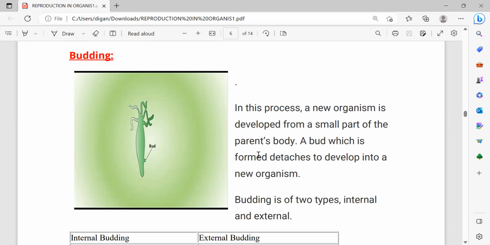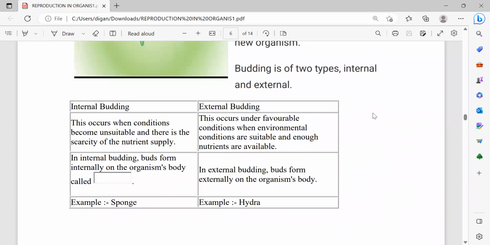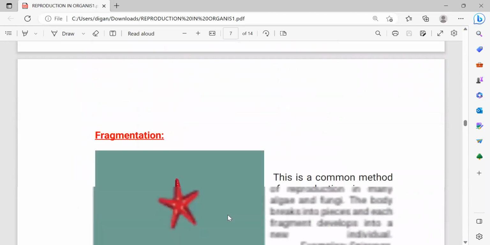And budding is of two types: one is internal and another is external. Internal budding occurs when conditions become unsuitable and there is scarcity of nutrient supply. So only in unfavorable conditions does internal budding take place, and normally external budding takes place. This is the difference between internal budding and external budding. Sponge is the best example of internal budding, and hydra is the best example of external budding. This difference is also frequently asked, that's why I am giving it.